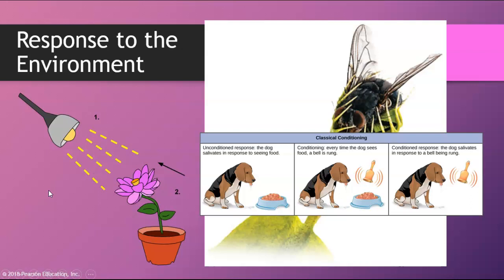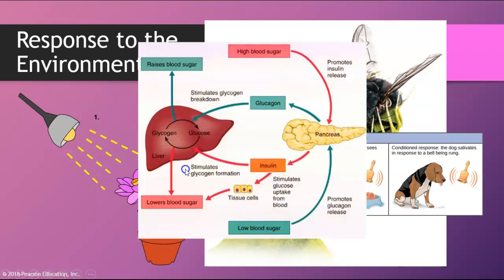Other responses would be conditioned responses that you develop. This is called the Pavlovian response, where the dog is hungry and salivates when it sees the food ready to eat. If you always ring a bell every time you feed the dog, then eventually when it hears the bell ring, it's going to start salivating, thinking that food's on its way.